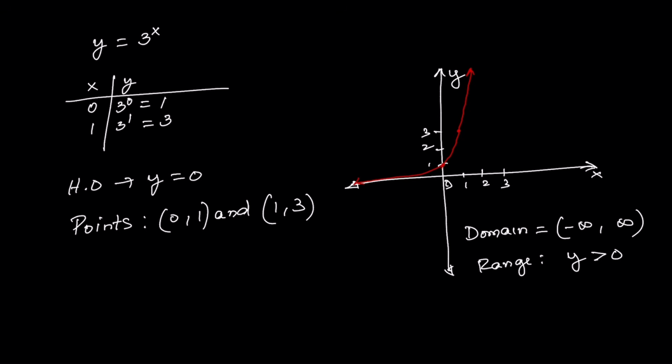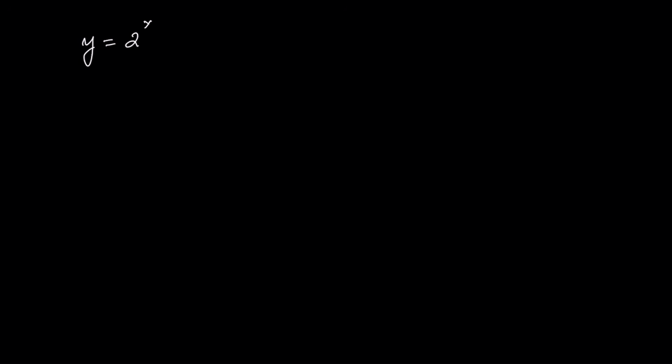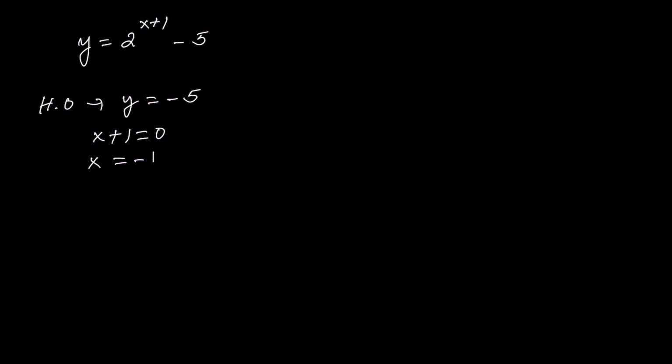Now let's examine another function. Suppose y equals 2 raised to the quantity x plus 1, minus 5. The -5 moves the graph down, so the horizontal asymptote is y equals -5. The x plus 1 moves the graph to the left. To find the x values, we set x plus 1 equal to 0. Solving gives x equals -1.